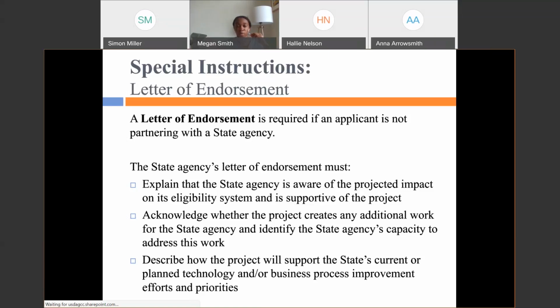Also, FNS welcomes grant proposals from entities other than a state agency. Such applicants must demonstrate that the state agency strongly endorses and/or is involved in the proposed project through a letter of endorsement. It must also describe how the project will support the state's current or planned technology improvement efforts and priorities. As with the letter of commitment, these letters must also be included in the grant application package.